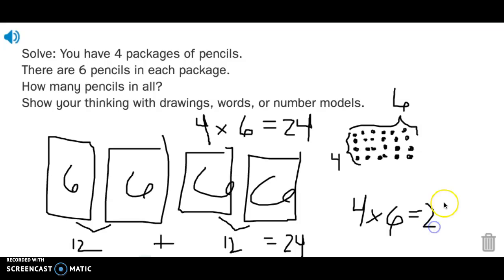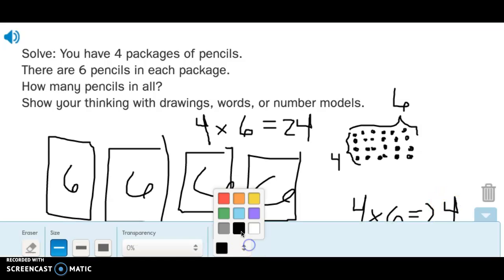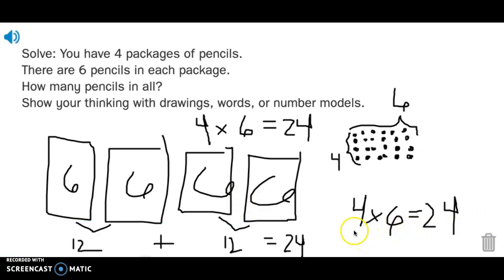Fact families means we use the same 3 numbers to double check our answer. So 4, 6, 24. Well, if 4 times 6 equals 24, then 6 times 4 would equal 24.